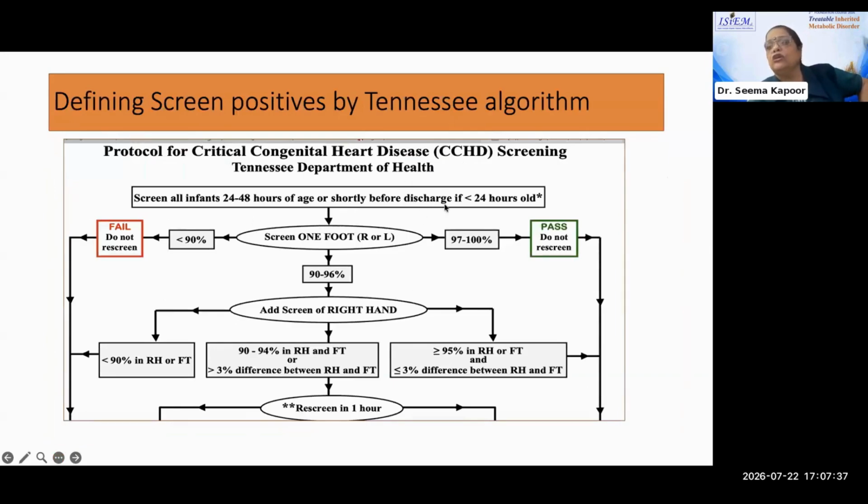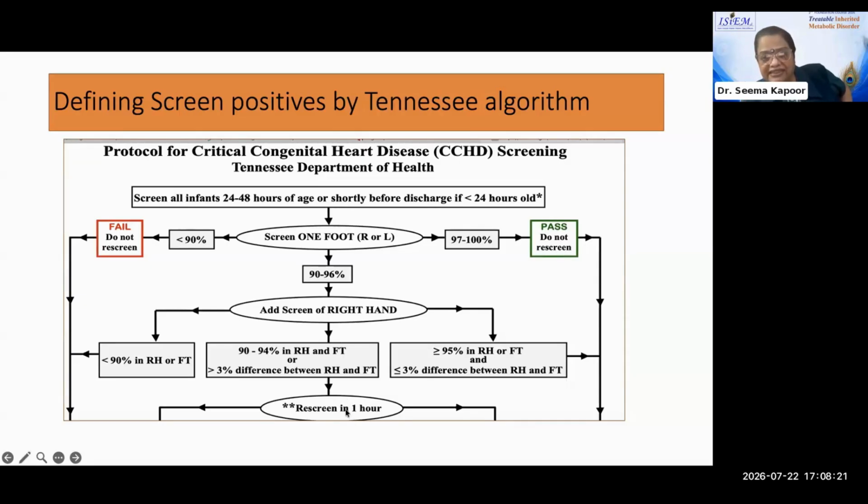The principle is to screen all babies, screen at one of the arms. If it is less than 90, it is fail. If it is more than 97, it is pass. If it is in between 90 and 96, believe me, by clinical eye, you cannot distinguish. This is a zone in which eyes defy you. You get 90 to 96, screen the other hand. If it is again less than 90, it goes for a fail. If it is more than 95, or if there is less than 3% difference between the right hand and any of the feet, you have to do another screen.